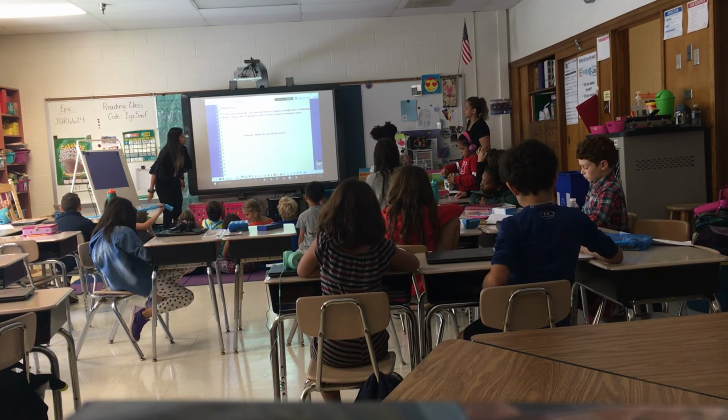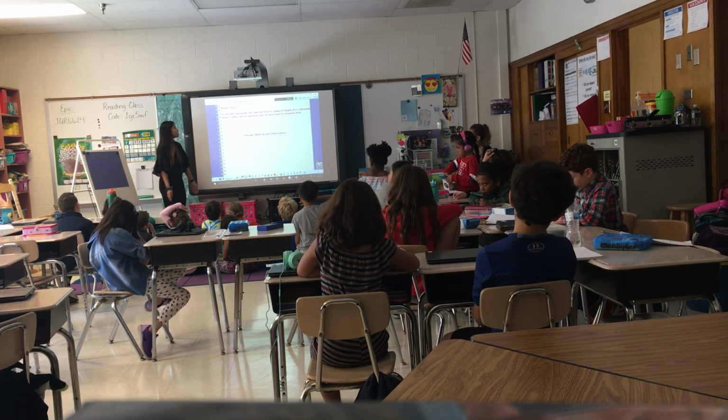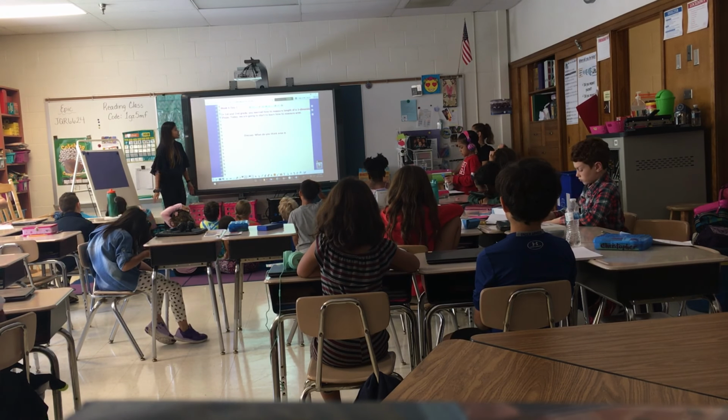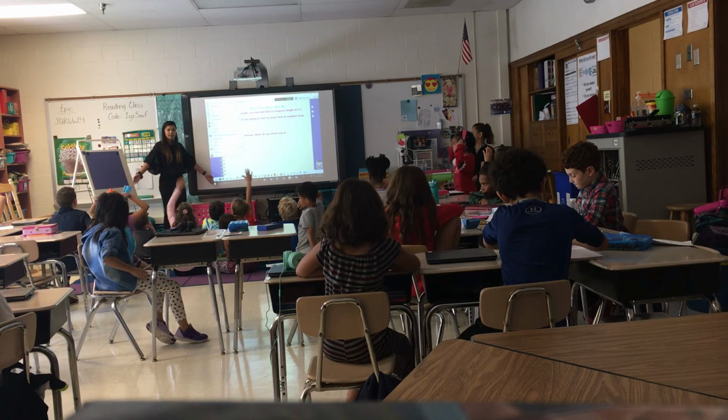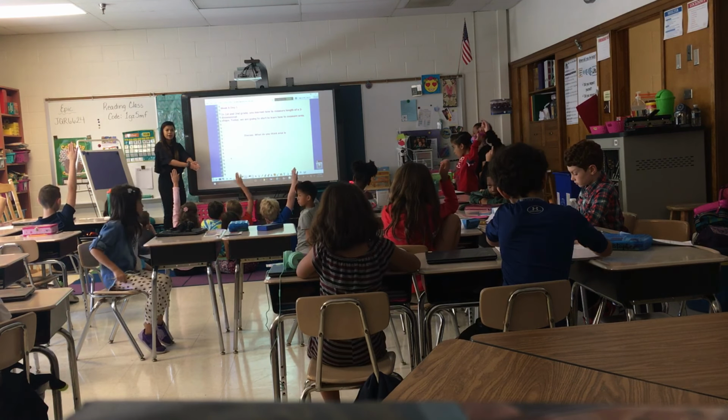Shape, two-dimensional shape. Today we are going to start to learn how to measure area. What do you think area is? Think, pair, share.